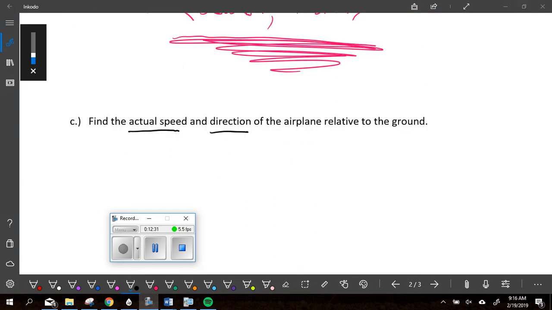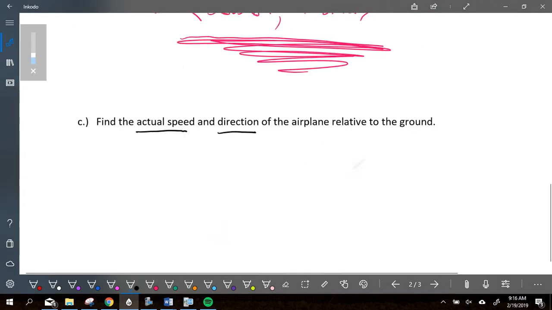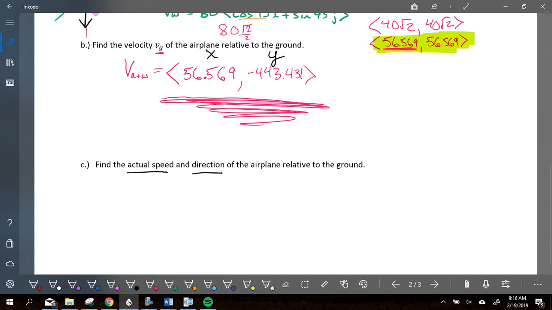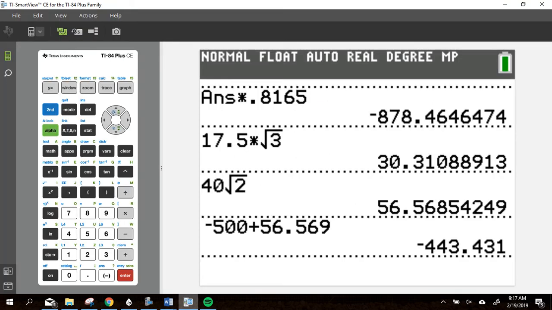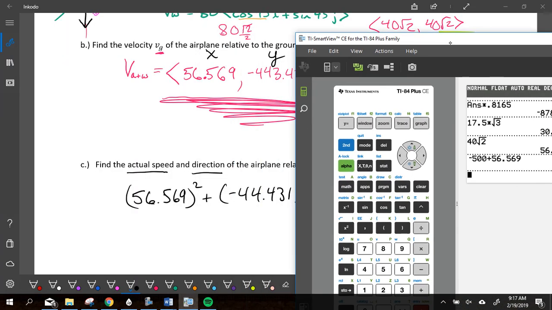Cool. Glad everybody's on the same page. Find the actual speed. I've got x and y. I'm trying to find the magnitude. What can I do with those things? Pythagorean theorem. I'm going to take 56.569. I'm taking that value. I'm squaring it. I'm going to add that to my y value, negative 443.431. I'm going to square that number as well. When I take those two things and I square them, I'm going to get a value that I want to square root. I'm doing Pythagorean theorem. I know the x, I know the y. Putting those together will get me my magnitude.